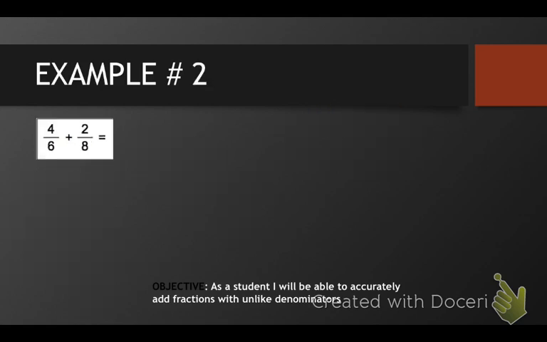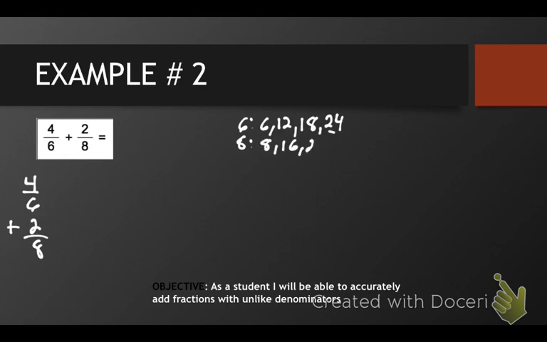Example number 2. Make sure you're writing these ones in on your graphic organizer. Here we go. 6 and 8. First thing we're going to do is write them straight up and down. Okay, we're going to find the least common denominator. So we've got 6 and we have 8. 6, 12, 18, 24, and I'm going to stop because I think 24 works. Let me double check. 8, 16, 24. Yep, 24 is it. So my new denominator is going to be 24, so I'm going to go ahead and put that in. Okay, both of them are going to be over 24.